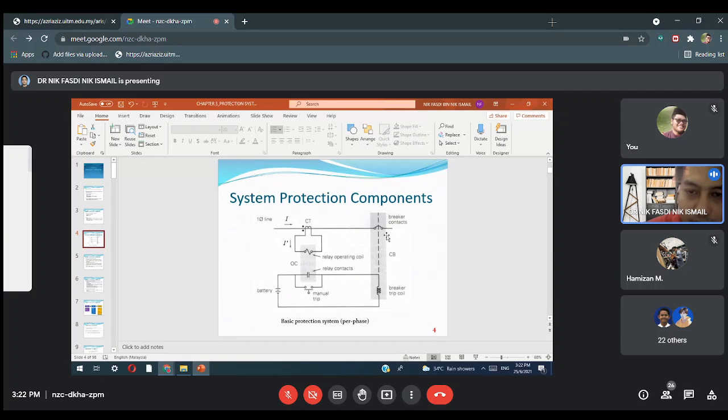Then the breaker contact will operate, close or open. In normal condition it is closed, because current is allowed to flow from this area to this area. However, whenever there are faults, the breaker will open in order to isolate the fault current from going to this area. For example, this is our protection area. So this is the basic operation of the current transformer and overcurrent relay.